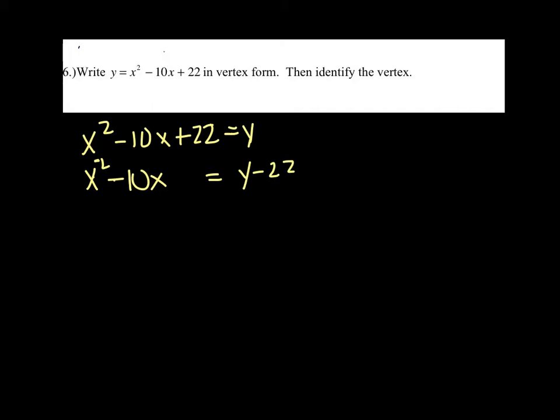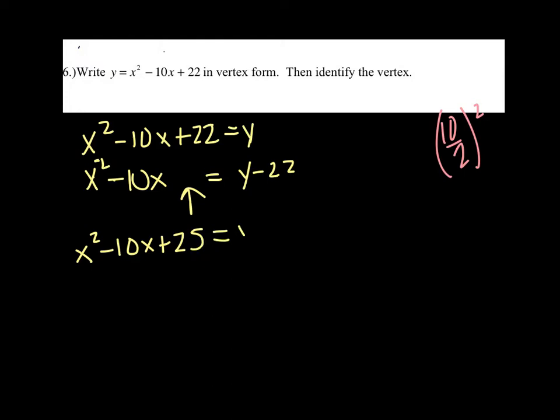So we're trying to figure out what term needs to go here to complete the square and make this a squared binomial. So again, you take 10 divided by 2 and square. So 10 divided by 2 is 5. 5 squared is 25. So x squared minus 10x plus 25. Don't forget to add it to your other side to keep it balanced, to keep it equal.